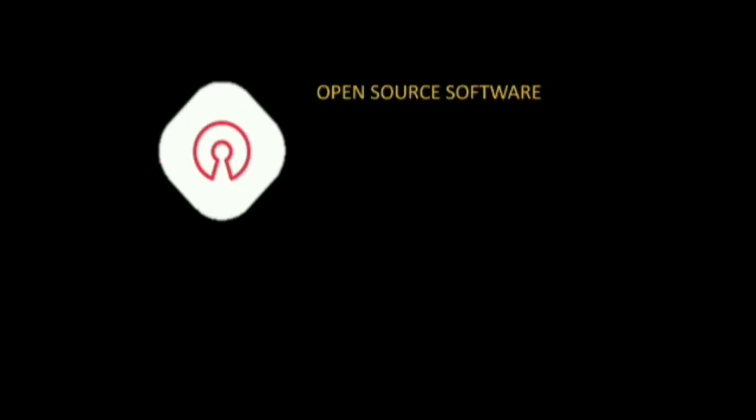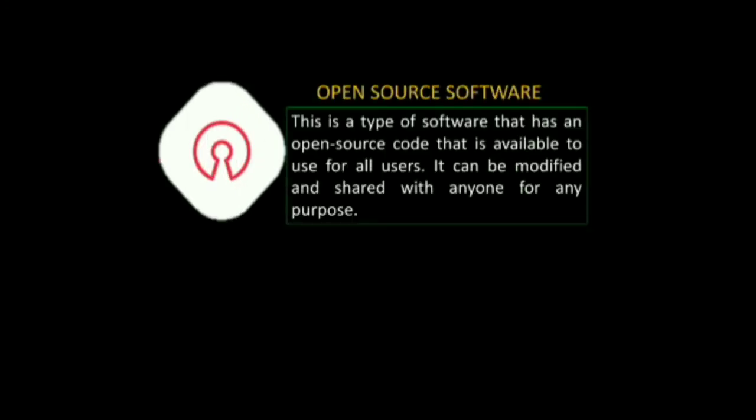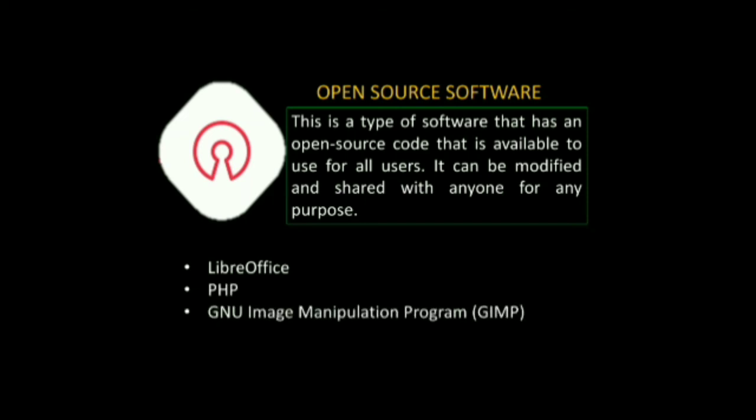Next is open source software. This is software that has an open source code that is available to use for all users. It can be modified and shared with anyone for any purpose. Common examples of open source software used by programmers are LibreOffice, PHP, GNU Image Manipulation Program.